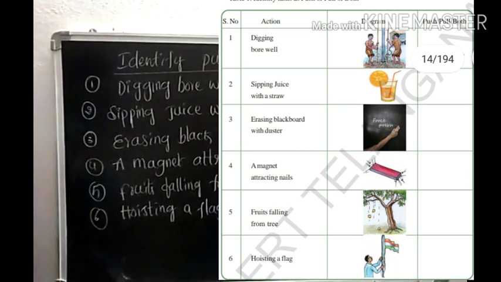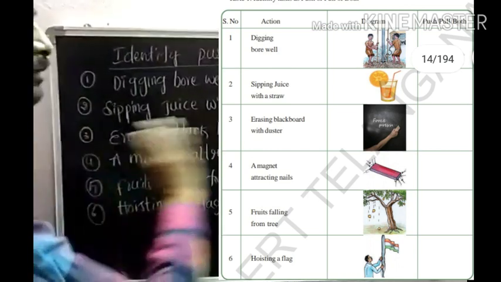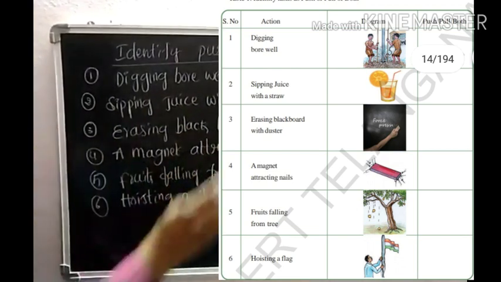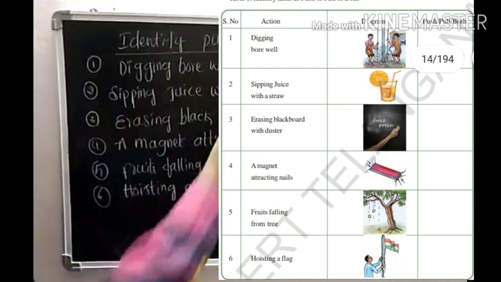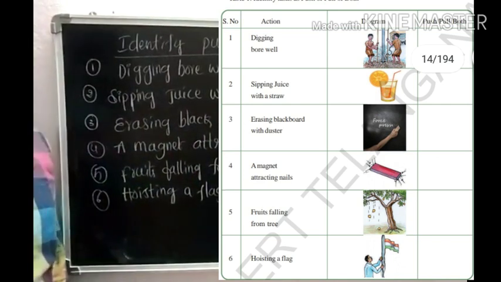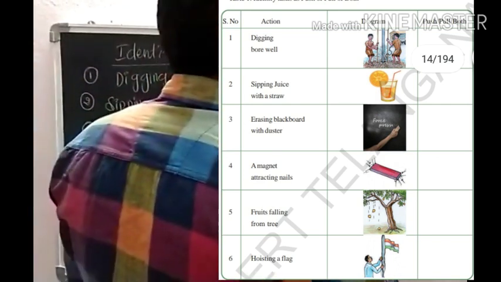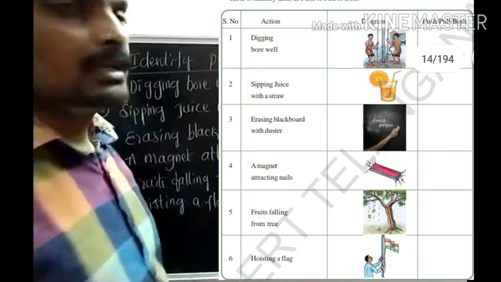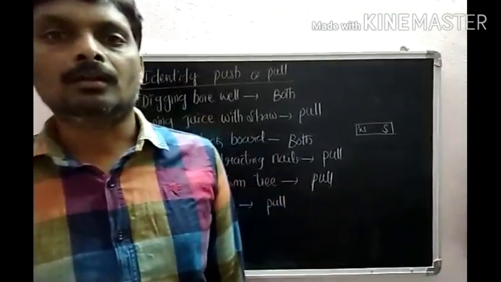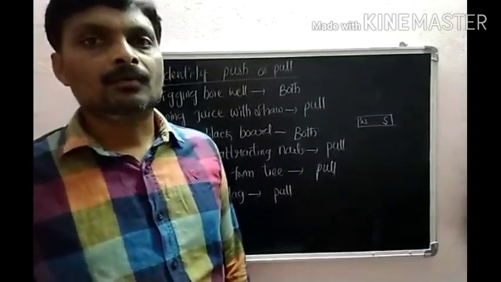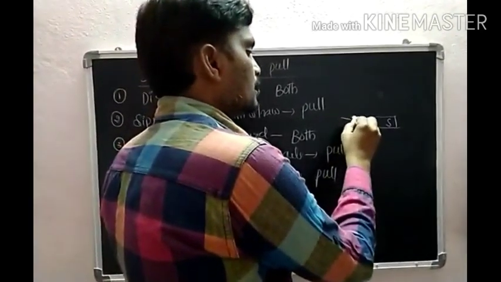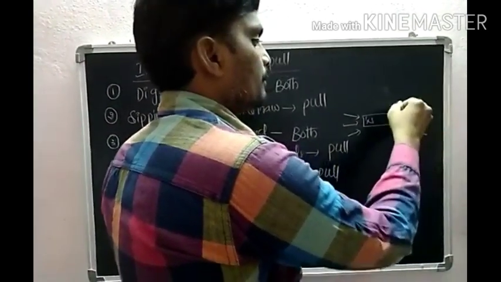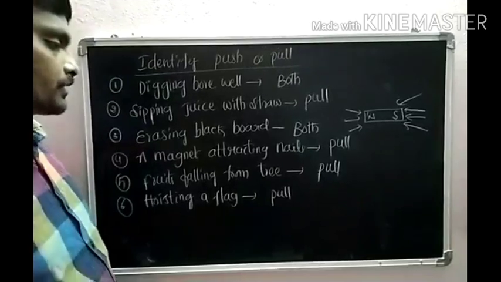Next, erasing a blackboard. Erasing a blackboard means this is either push or pull. These two come, so push or pull we observe in this action. Next, a magnet attracting nails. Magnet has two poles, north and south. Already you know that in sixth class, you learned the magnetic force. Here these are all nails. So nails are attracted towards the magnet. So this is the pulling action.